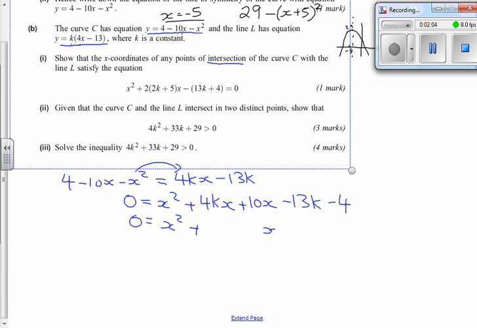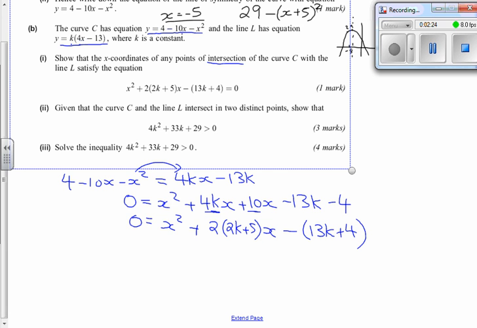Take out the factor of x. That gives you 4k plus 10. And that factorizes to 2 lots of 2k plus 5, just like they wanted. Minus, take out the factor of minus 1 of all of that, the 13k plus 4 as you wanted.